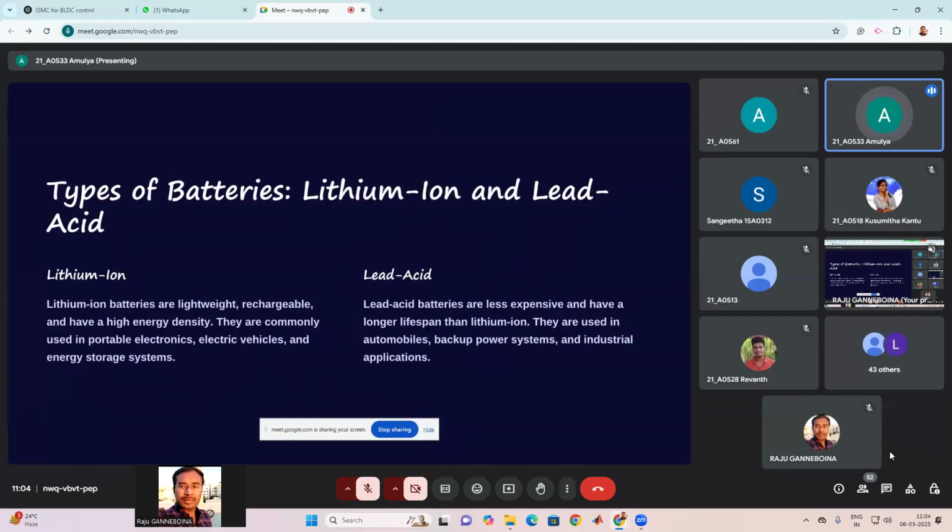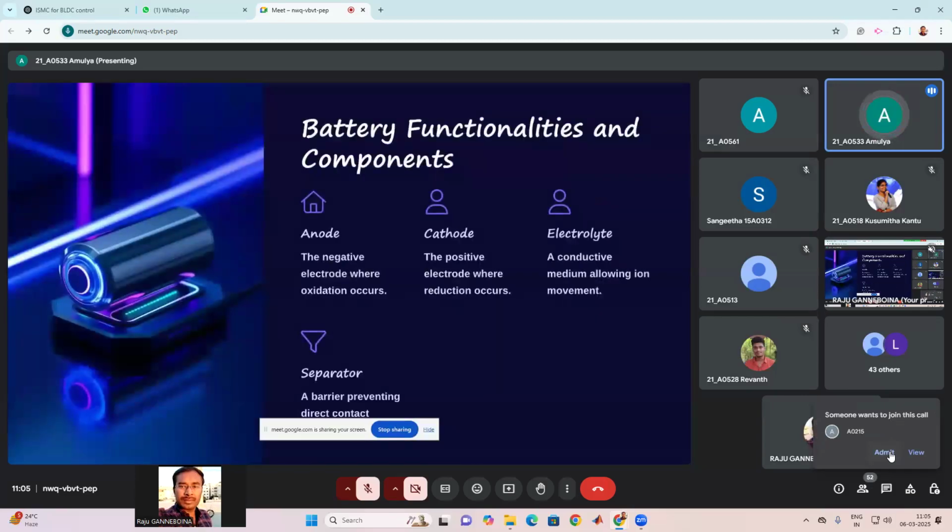When it comes to lead acid batteries, they are very inexpensive and have a longer lifespan. They can be used for longer times when compared to lithium ion batteries. The applications of lead acid batteries include automobiles, backup power systems, and industrial applications. First, we need to understand the functionality and the common components present in high efficiency batteries. As mentioned, we can see the anode, cathode, electrolyte, and a separator.